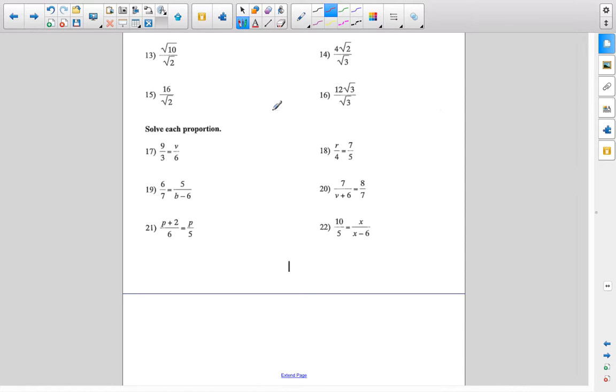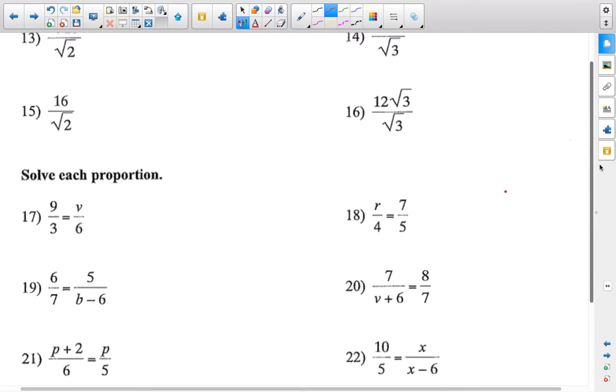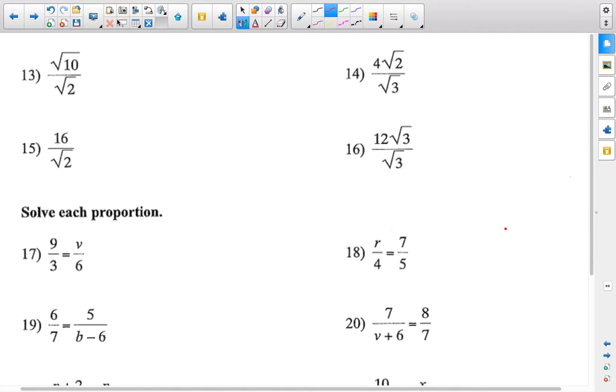Okay, let's look at number 14. Now we have a division problem.